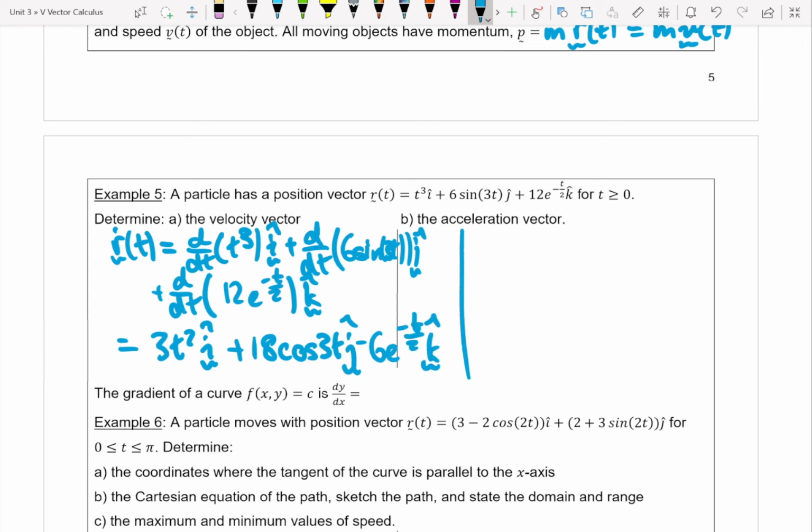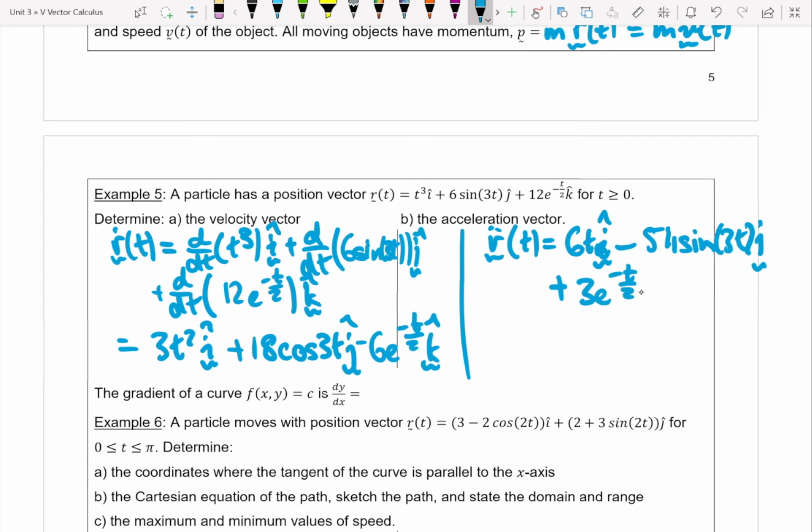So for the acceleration vector, we then just derive it again. So r double dot of t is going to be 6t i minus 54 sine of 3t j, as it goes from positive cosine to negative sine. And then we're going to have plus 3e to the negative t on 2 k.